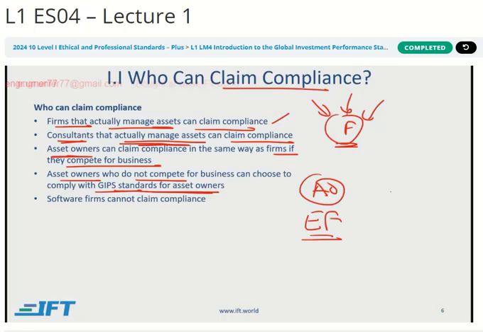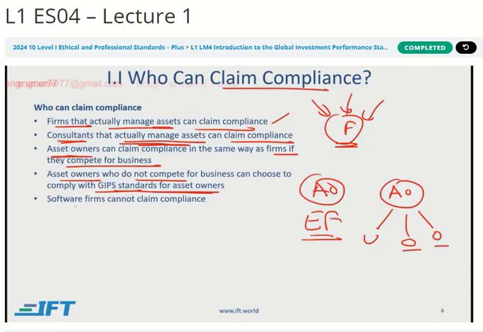On the other hand, if we have another asset owner that has its own assets, but it is also managing the assets of other clients, then such an entity can comply with the GIPS standards for firms.